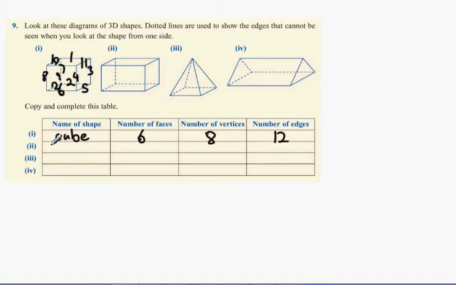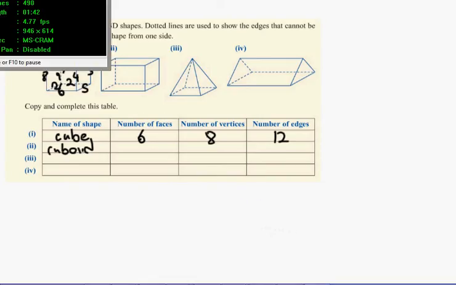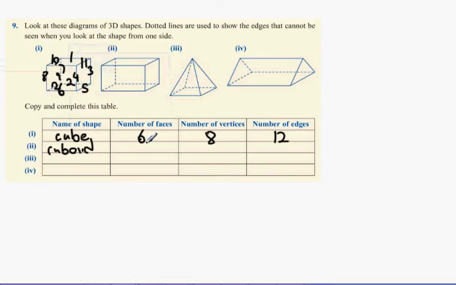Next one, cuboids. The name of the shape is a cuboid. Cuboid, basically the number of faces is 6, exactly the same as a cube. Number of corners 8, number of edges 12. It's pretty much exactly the same as the cube.